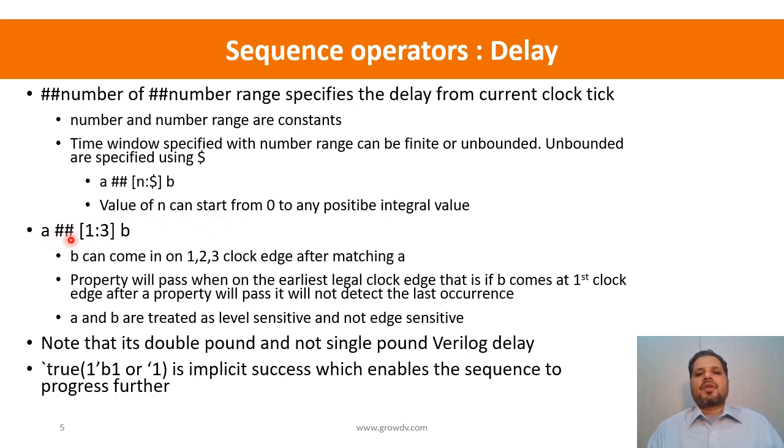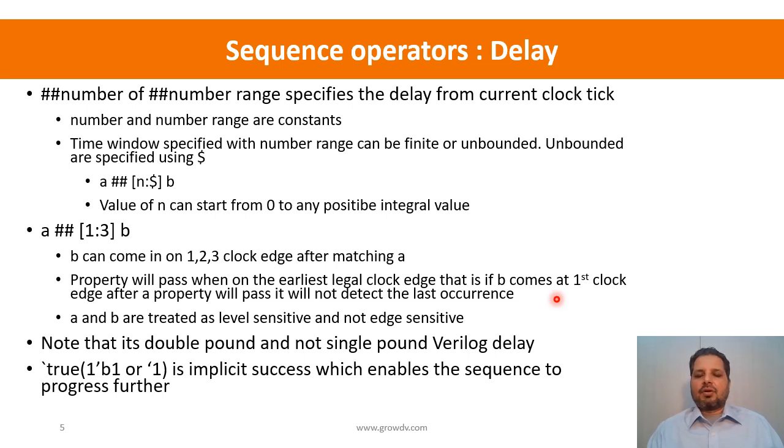And then here I can specify a finite bound as well. We have already seen this example. If I say A double pound 1:3 B, then what it means is B can come on clock 1, 2 or 3 after matching A, right? That's what it means. And property will match on the earliest clock edge. That is, let's say B comes and B is asserted for 3 clock cycles. Then it will not pass on the last clock cycle, it will pass on the first clock cycle.